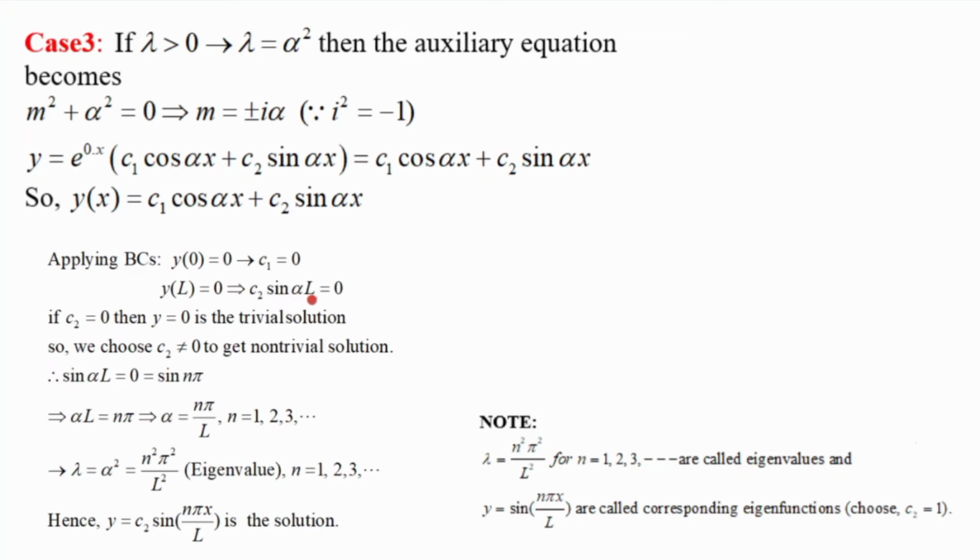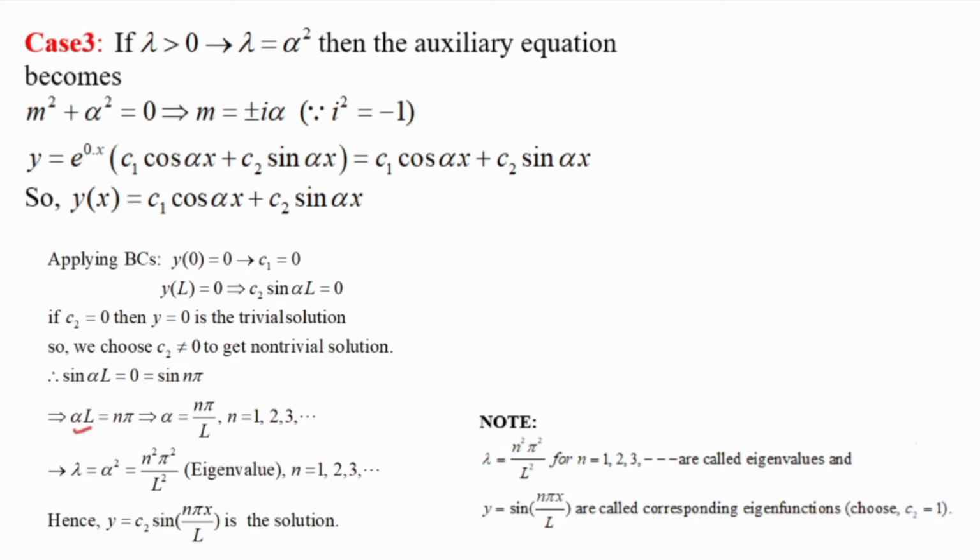So C2 sin alpha L equal to 0, but here we have the option: C2 can be 0 or sin alpha L can be 0. But if we choose C2 as 0, then we again get the trivial solution. So we consider C2 is not 0, so we consider sin alpha L equals 0. So 0 means we can write sin n pi. Here n can be any integer. So from here we can say that alpha L equals n pi.